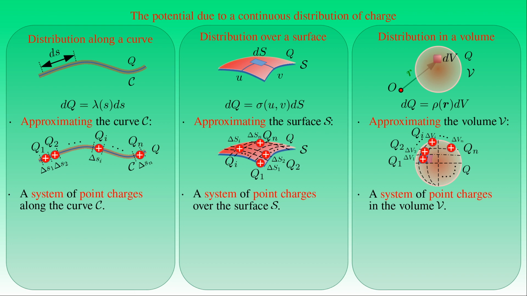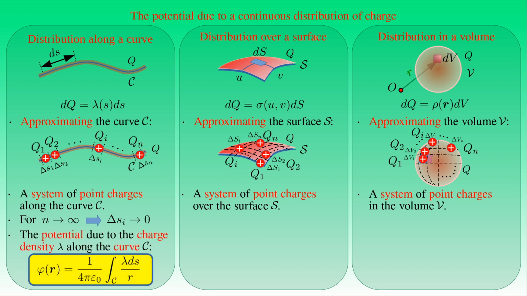By refining the approximation of the curve calligraphic C with the series of line segments such that the length of each segment tends to 0 while their number n goes to infinity, the point charges Qi become the infinitesimal charge dq expressed as lambda times the infinitesimal arc length ds, and we can replace the sum of the potentials due to the individual point charges with a line integral along the curve. In the limit, the electric potential phi at the position r due to the continuous distribution of electric charge described by the linear charge density lambda along the curve calligraphic C is equal to 1 over 4 pi epsilon naught, times the line integral of the linear charge density lambda divided by the length of the position vector r along the curve calligraphic C.